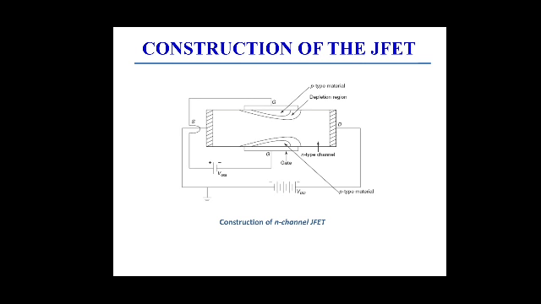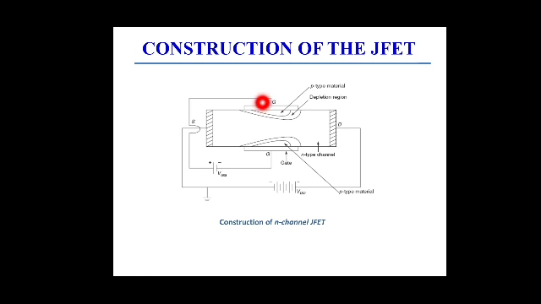So here in construction, how do you construct a JFET? For example, if you consider this as an N channel JFET, you will take a pure semiconductor bar. A pure semiconductor bar means it is an intrinsic semiconductor bar. This is the intrinsic semiconductor bar.